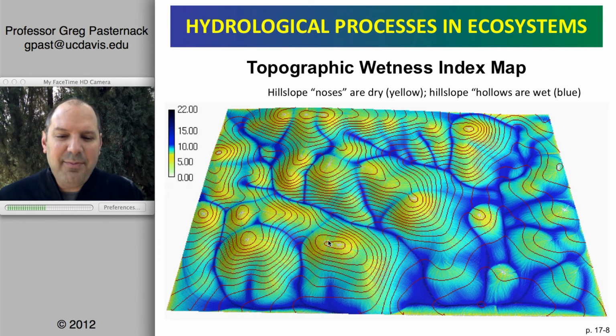So at the top of a hill or along the crest or a nose, and a nose would be a place like this. Here would be a nose. Here's another nose. Those are areas that tend to be dry because they have a small contributing area and a high slope. On the other hand, in the channel network itself, or even if there's no channel, just because flow is converging, it's going to tend to be wetter.